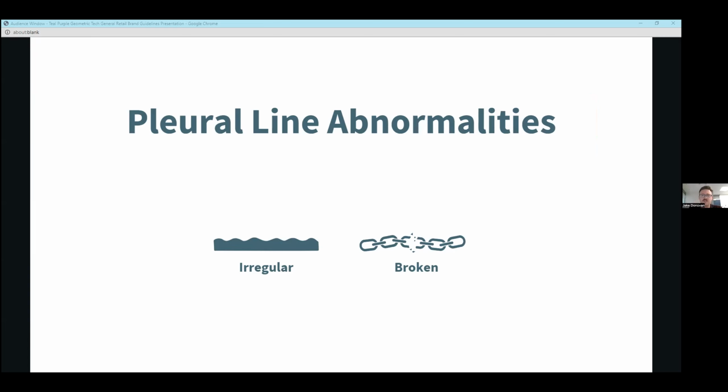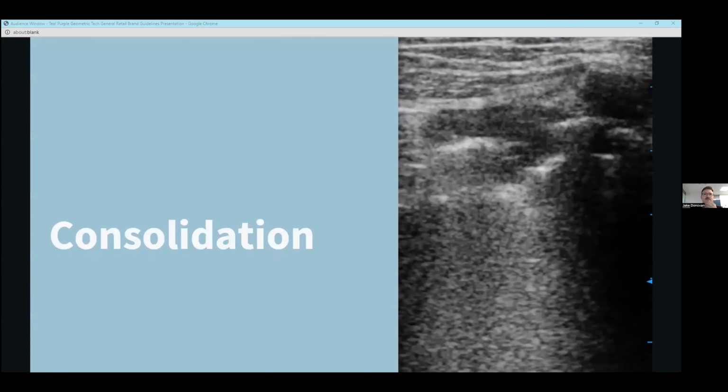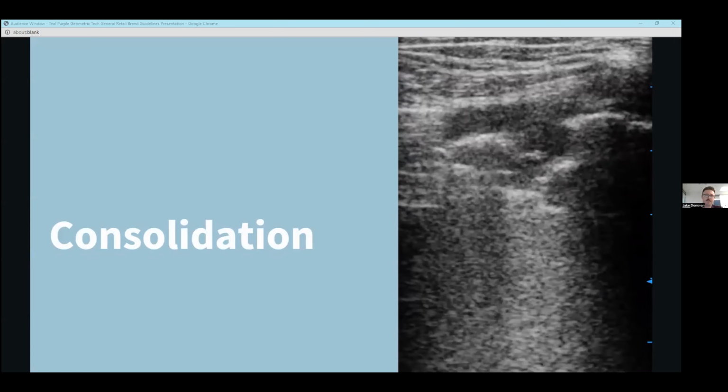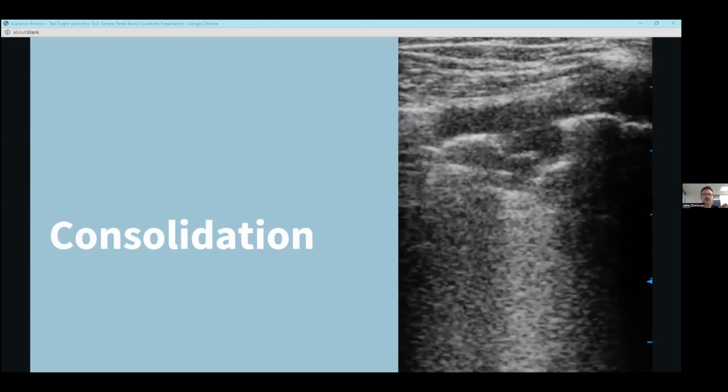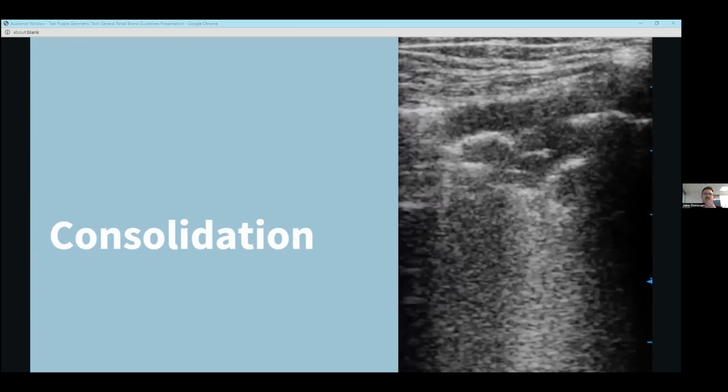Some interesting terminology I came across was this idea of micro versus macro consolidations, which again, we'll talk about in a moment. What I would consider this to be is an example of a micro consolidation that's in contact with the pleural line, but hasn't developed to the point where we see our typical hypoechoic subpleural consolidation. So again, I've got some examples of those irregular and broken pleural lines in just a moment, but just quickly, including consolidation in the next section here.